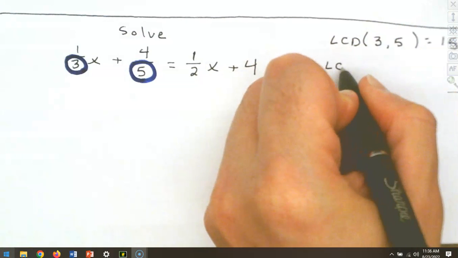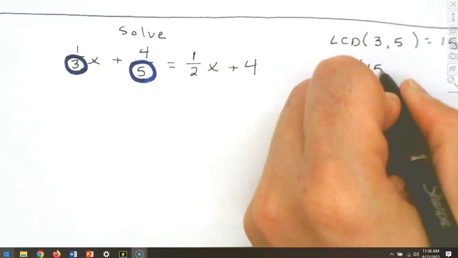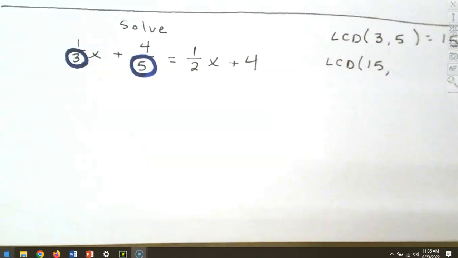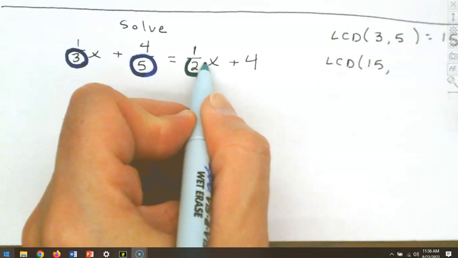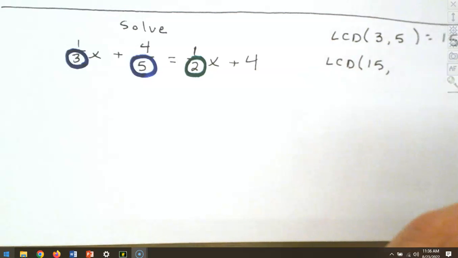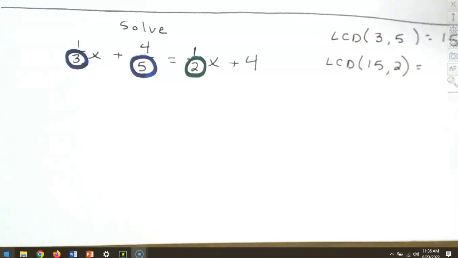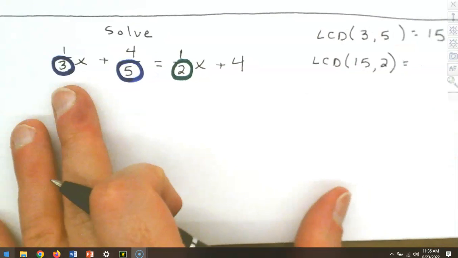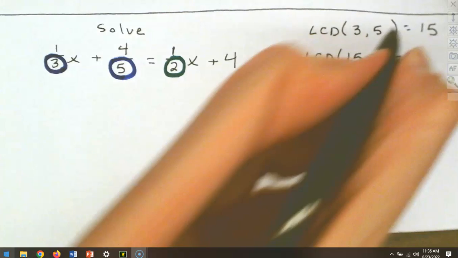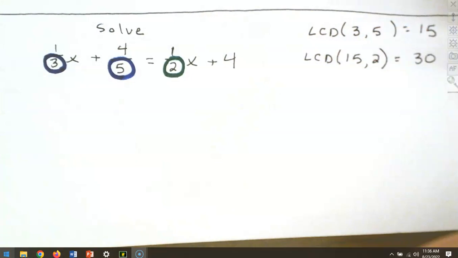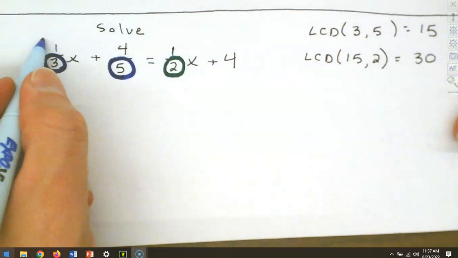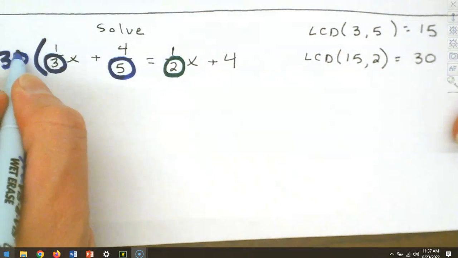Now we take that least common denominator of the 15 that we found, and what's our next fraction? Half. So we take the least common denominator now of 15 and 2. Well, 15 and 2, do they have anything in common? No. So 15 times 2 is a 30. Now we have our least common denominator. So that's 30. So once we have that, now we take our original equation and we multiply it by 30.